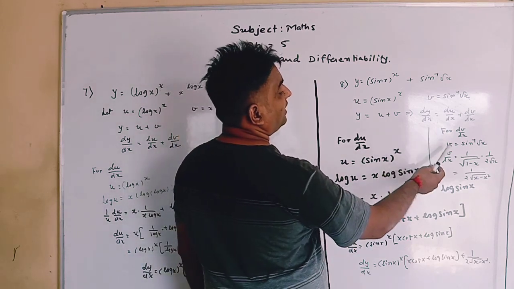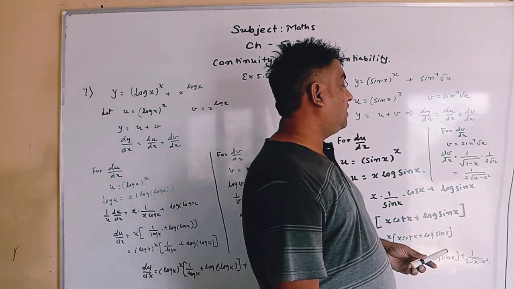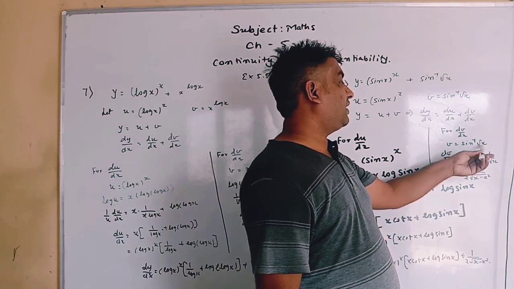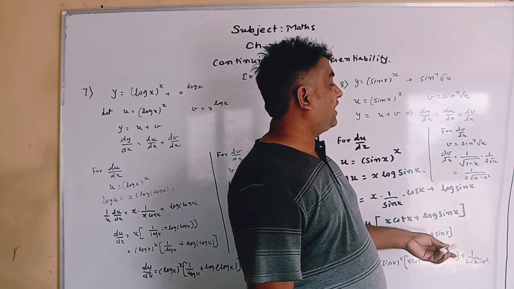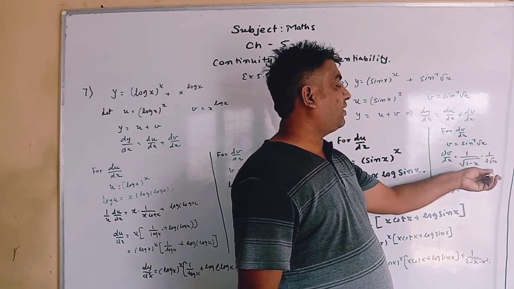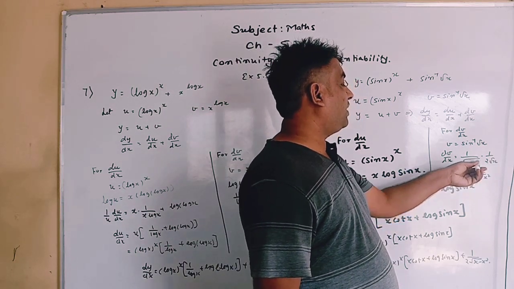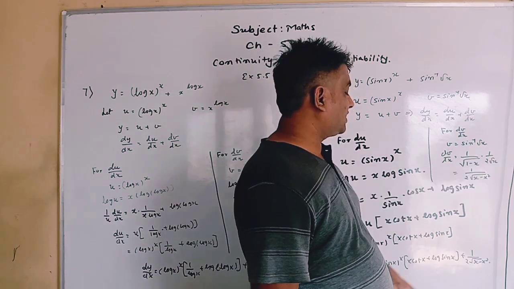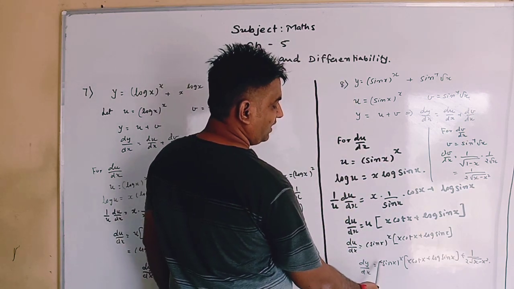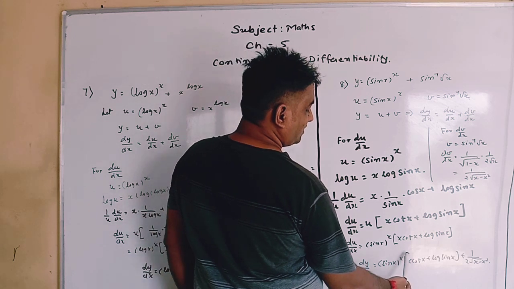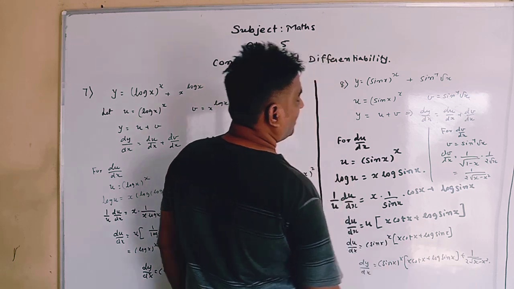Now for dv by dx, v equals sin inverse root x, so we know that sin inverse differentiation is 1 by root of 1 minus x square, so root x square will be x, and so it is 1 minus x, and here root x differentiation 1 by 2 root x, so 2 as it is and root x multiplied with 1 minus x, it is x minus x square. These both answers we write in the addition form, then we get the final answer: sin x raised to x, x cot x plus log sin x, plus 1 by 2 under root x minus x square.